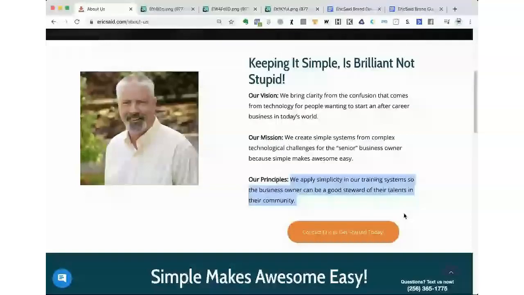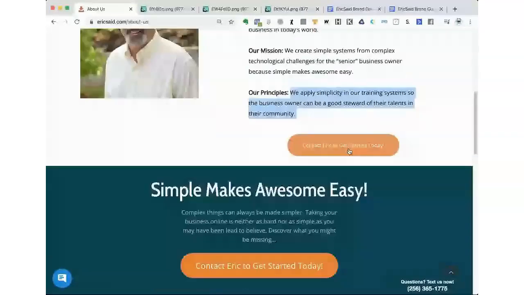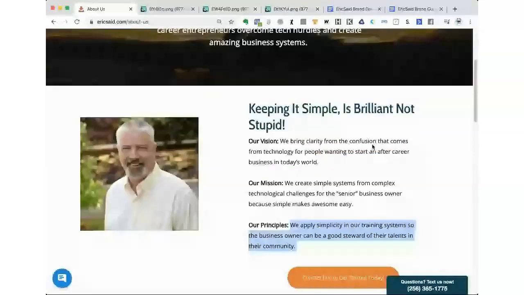And then what happens? What follows that? We have a call to action that follows that. Are these quick and easy paragraphs to read? This is what an About Us page should look like. Keep things very simple. Keep them brief.